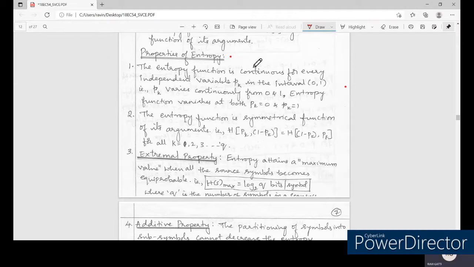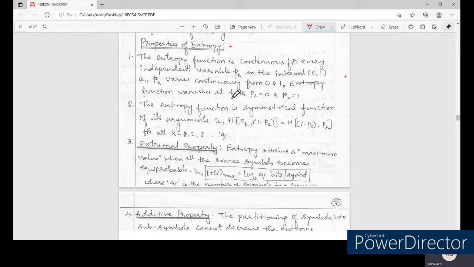In the earlier classes, we discussed the properties of the entropy. So let us go back once again and briefly review what we have discussed. The first thing: the entropy function is a continuous function. Since for every independent variable, the probability of emission varies in the range of 0 to 1, if there is any variation in the probability value, definitely there will be variations in the entropy. Therefore, the entropy is a continuous function which always depends upon the probability of emission of the symbol.